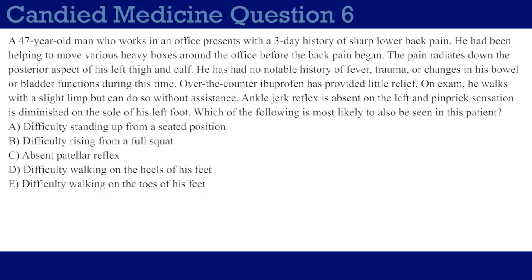Choice A, difficulty standing up from a seated position. Choice B, difficulty rising from a full squat. Choice C, absent patellar reflex. Choice D, difficulty walking on the heels of his feet. Or choice E, difficulty walking on the toes of his feet. I'll give you 5 seconds, and then I'll start answering the question.